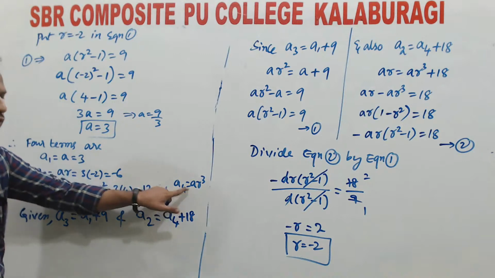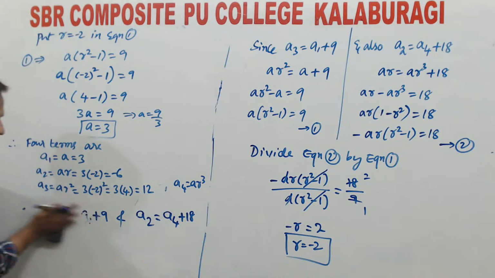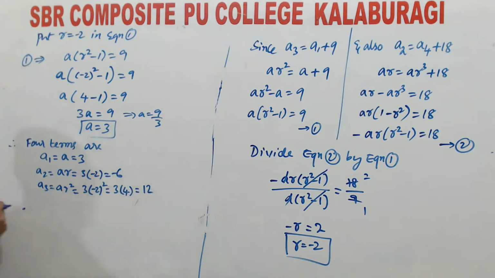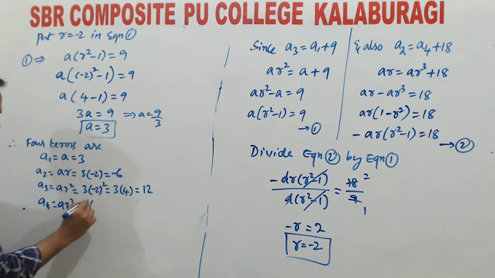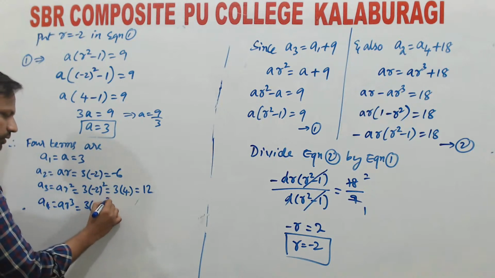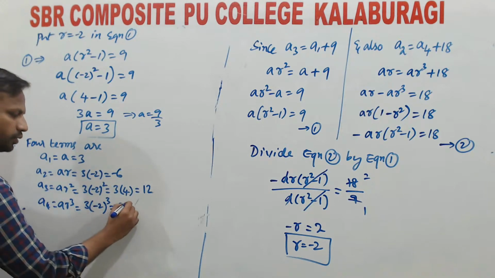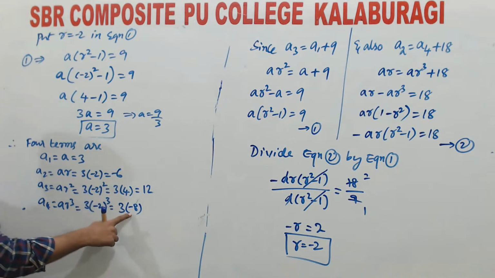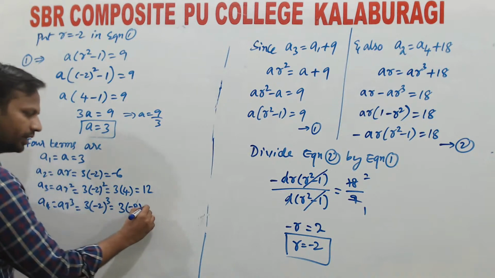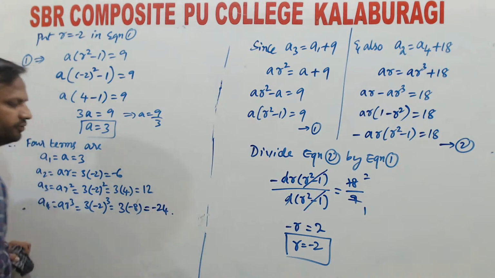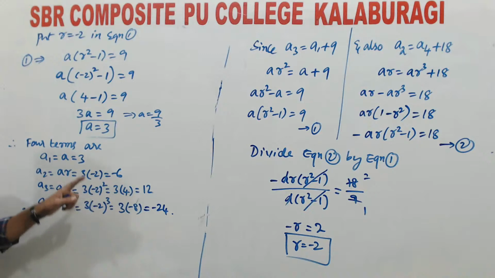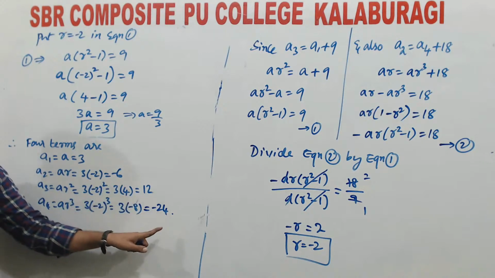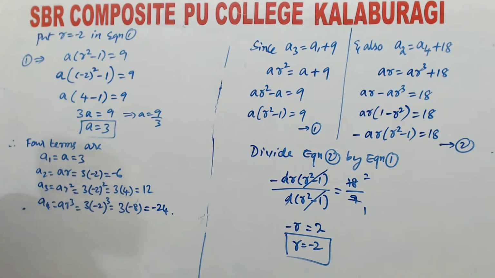Next, the fourth one, a4. a4 is ar cube. a is how much? 3. r is minus 2 whole cube. So what happens? 3 into minus 2 cube will be minus 8, because minus to the power of an odd number will be minus. 2 cube is 8, and 3 times 8 is 24. So these are the first 4 terms: 3, minus 6, 12, minus 24, which forms a GP. Got it now?